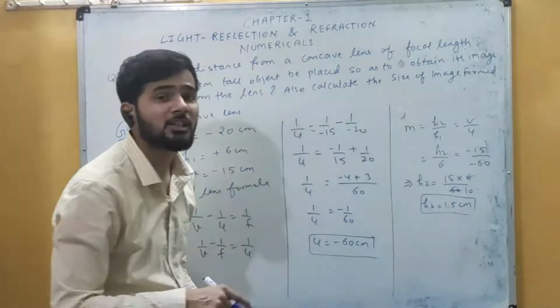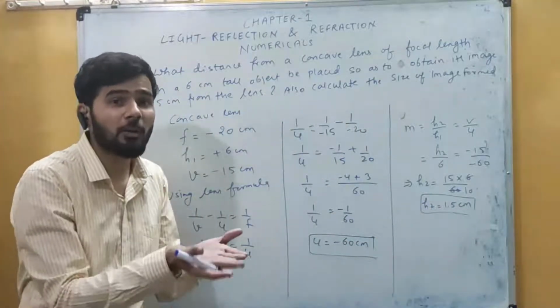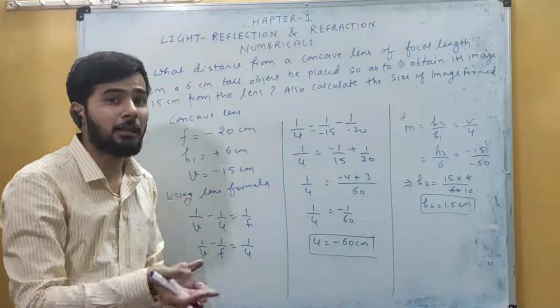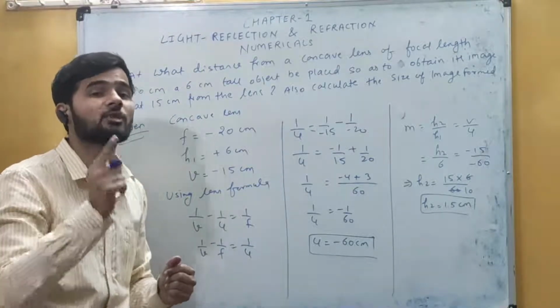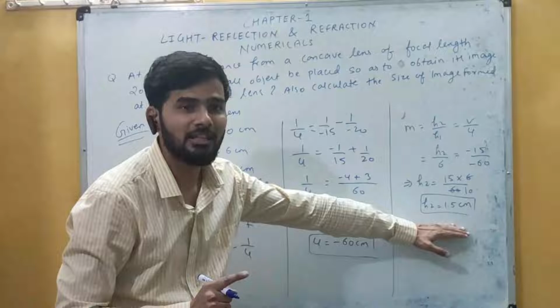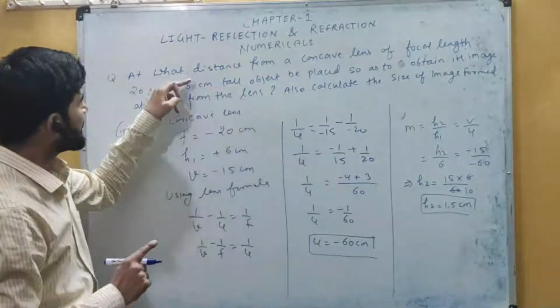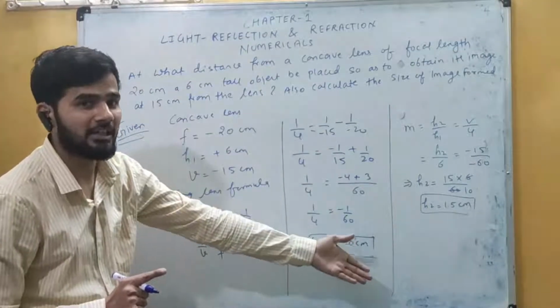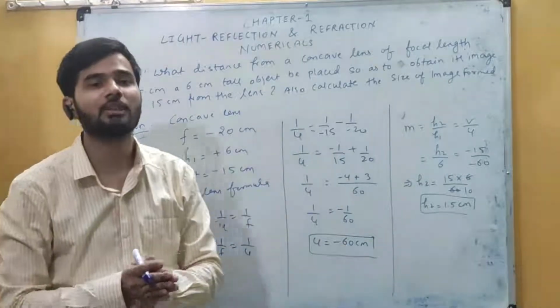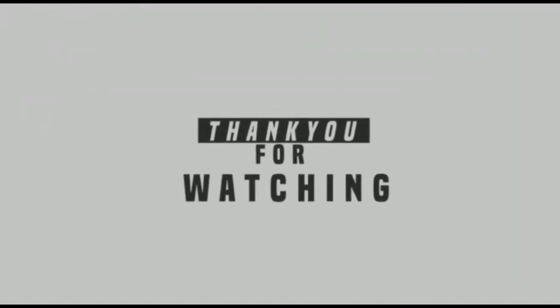And you can see this h2 is positive. Positive means it is forming above the principal axis. And above the principal axis, that image is erect. And we know that a virtual image is always erect. That's why here this image is virtual. And if we have a concave lens, then we always have a virtual image. So in this way we can solve the numerical if we have a concave lens.